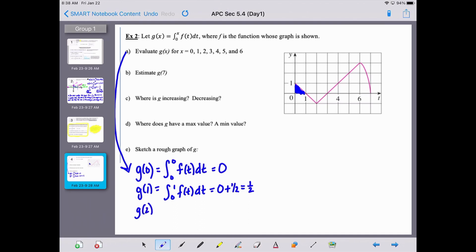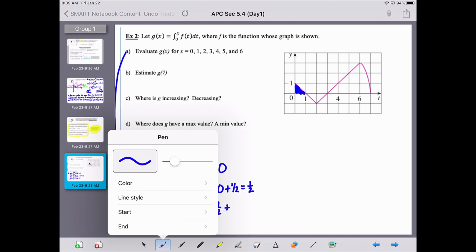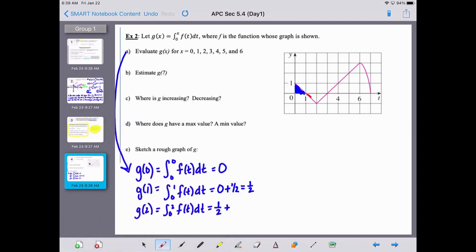Now finding g of 2, that's going to be the integral from 0 to 2 of f of t dt, which I know is going to be the integral from 0 to 1. I already found that. So 1/2 plus, now I have to add on the part from 1 to 2. Well, keep in mind, we just dropped below the x-axis. Any areas that are below the x-axis are considered to be negative areas. So this is going to be plus negative 1/2. So now the value of this integral is 0.